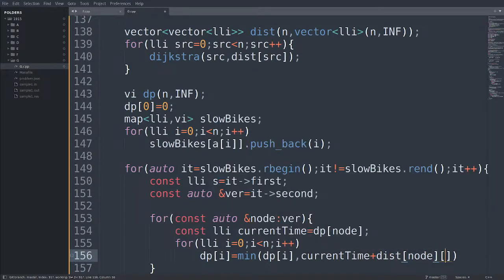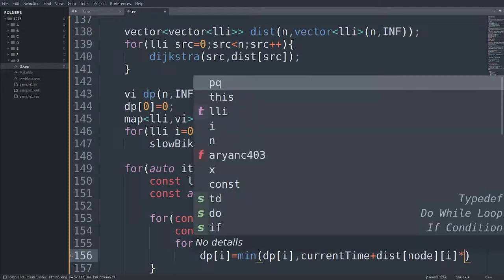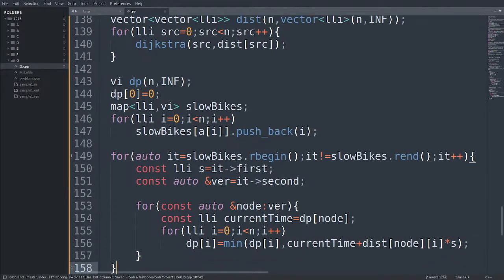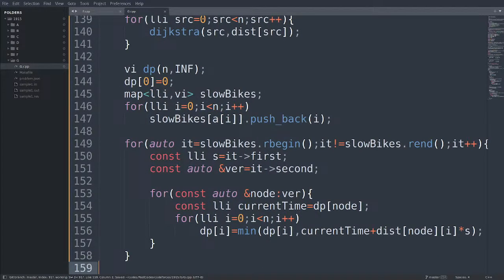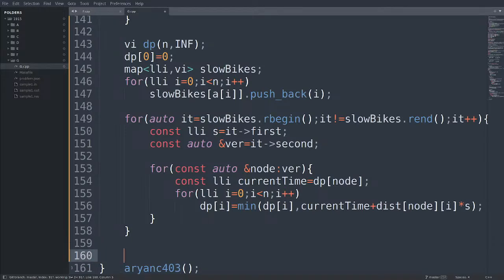Distance between node and I, using the current slowness factor. And at last we can just print whatever the minimum time taken for each.